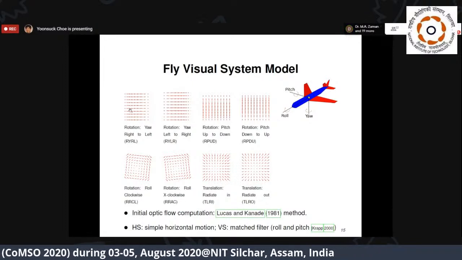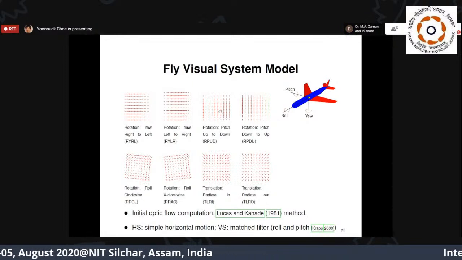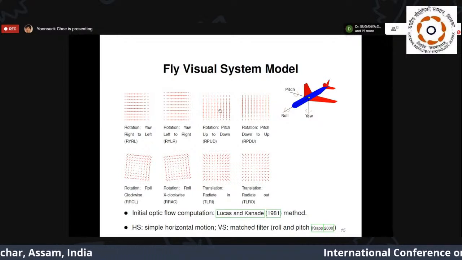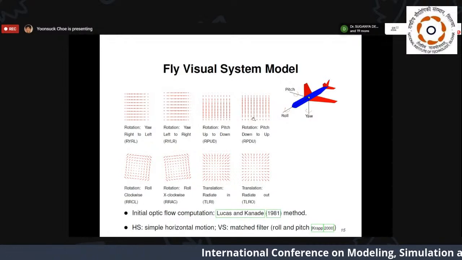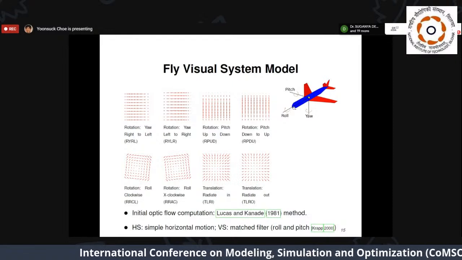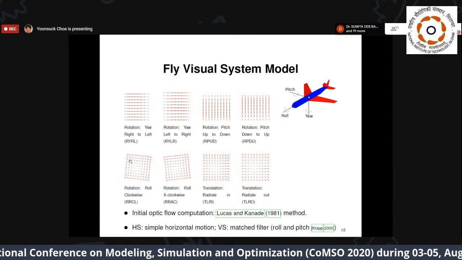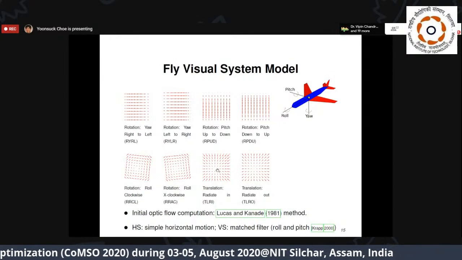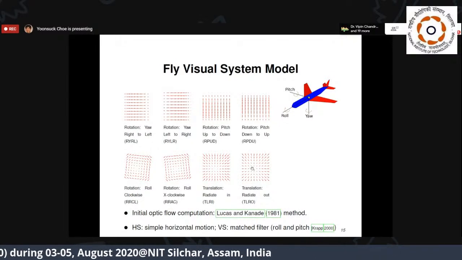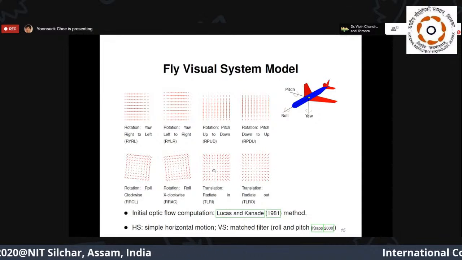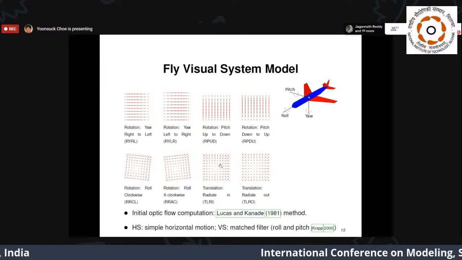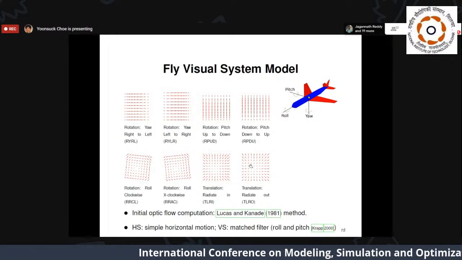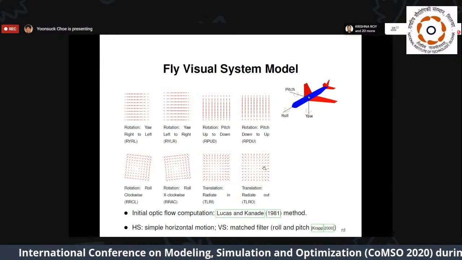Rotation left, rotation right, pitch up to down, pitch down to up. Then when you're rolling along this axis, these kinds of optic flows are generated. And you're moving forward or moving backward. This is moving forward and moving backward. Then you can get these optic flows, and there are neurons that respond to these.